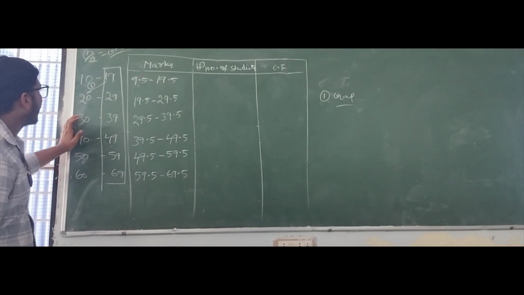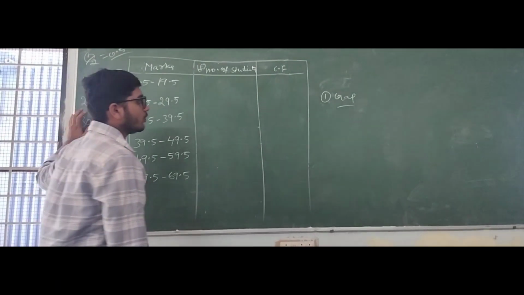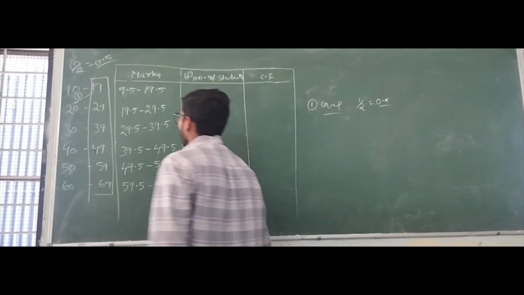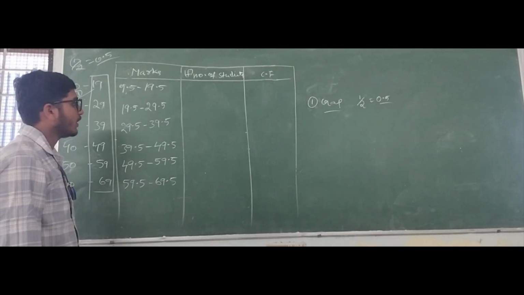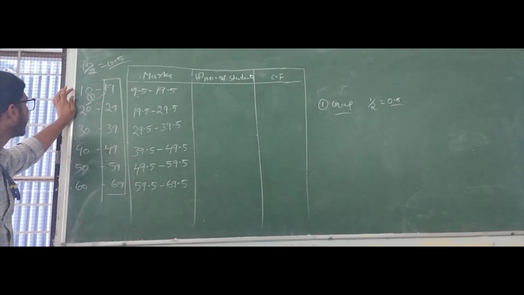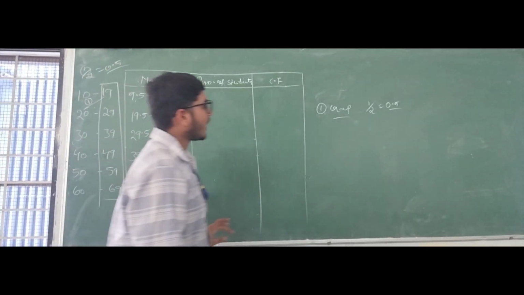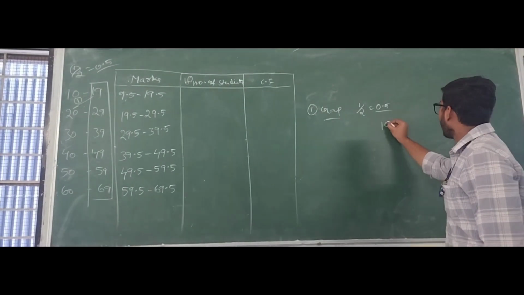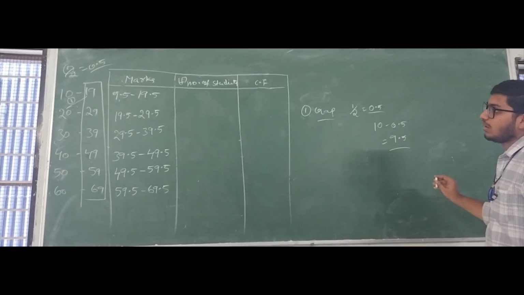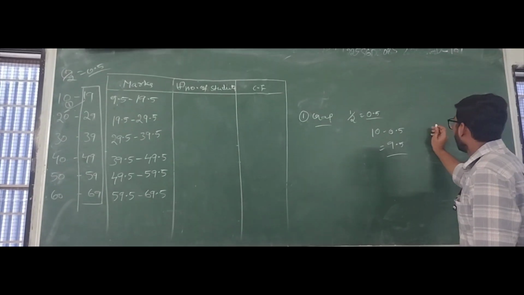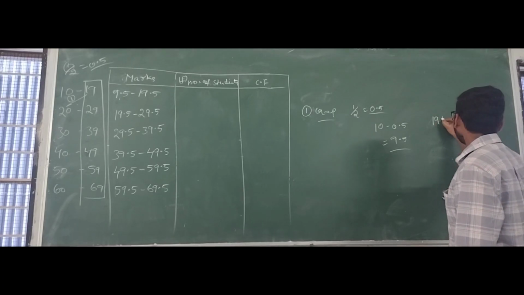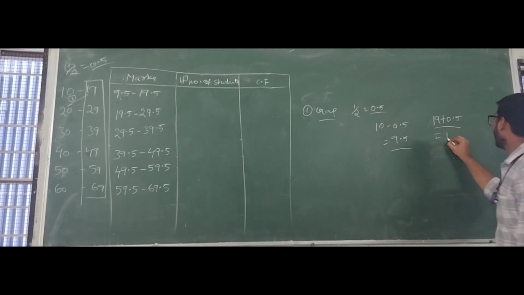To represent this, we should divide the unit by 2. 1 by 2 is equal to 0.5. In the inclusive class method, we use 0.5. For the lower limit we should subtract 0.5: 10 minus 0.5 is equal to 9.5. And in the upper limit we should add 0.5: 19 plus 0.5 is equal to 19.5.